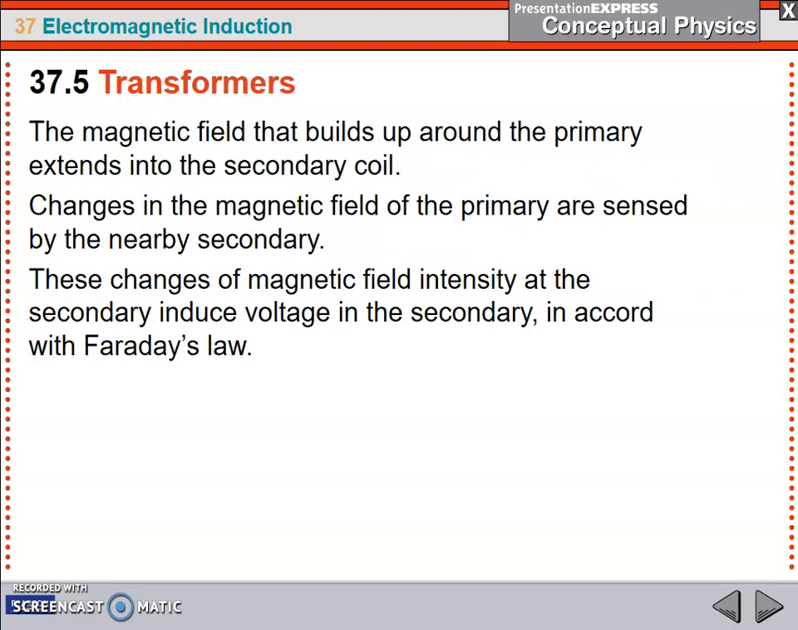The magnetic field that builds up around the primary extends into the secondary coil. Changes in the magnetic field of the primary are sensed by the nearby secondary. These changes of magnetic field intensity at the secondary induce voltage in the secondary in accord with Faraday's law.